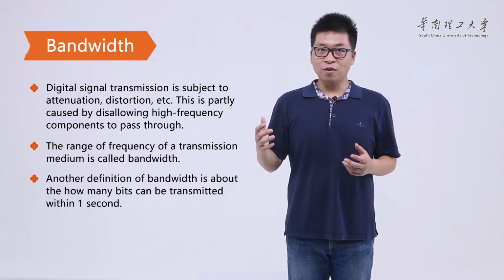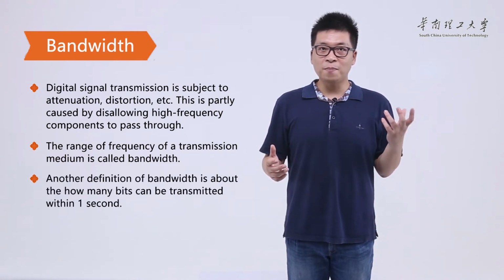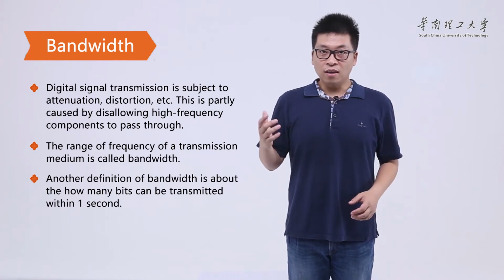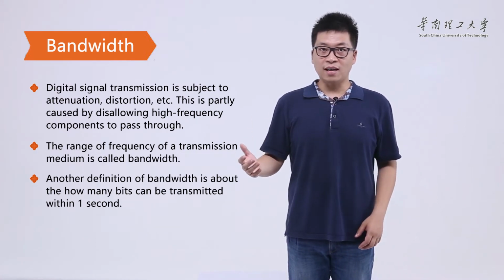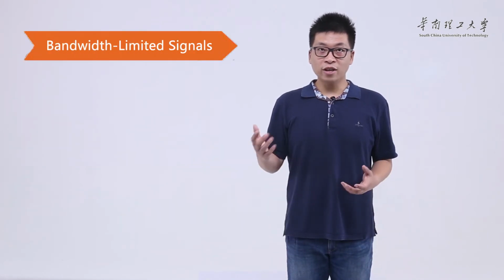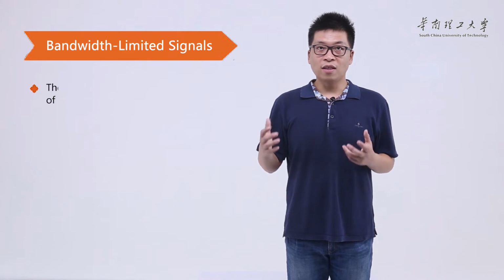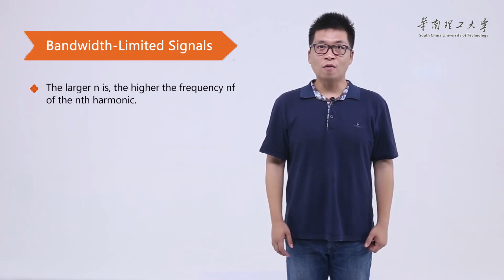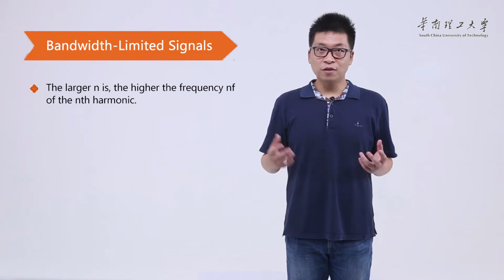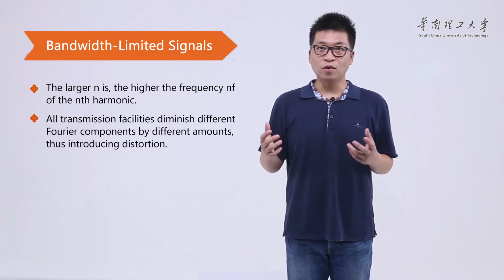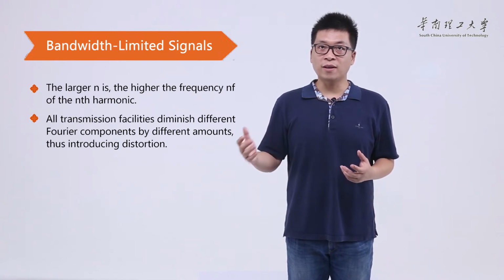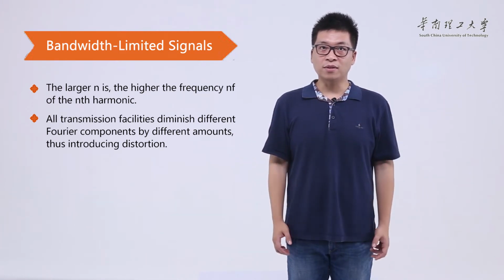The other definition of the bandwidth is about how many bits can be transmitted within 1 second, which is measured as BPS, bit per second. From Fourier series, we can know that the larger n is, the higher the frequency nf of the nth harmonic. The physical property determines that all transmission facilities diminish different Fourier components by different amounts.